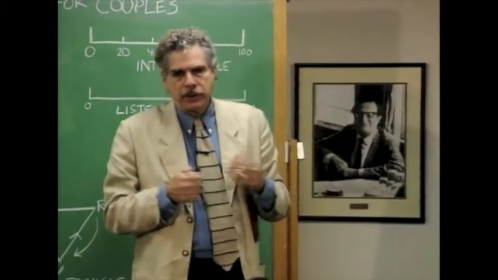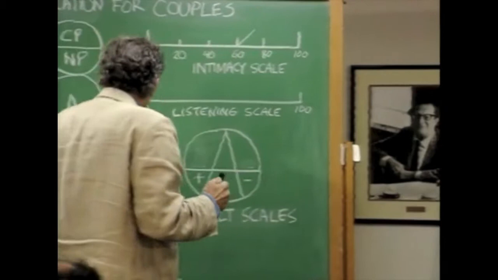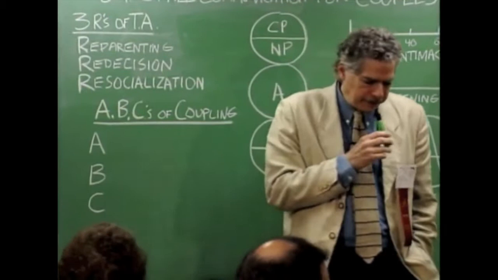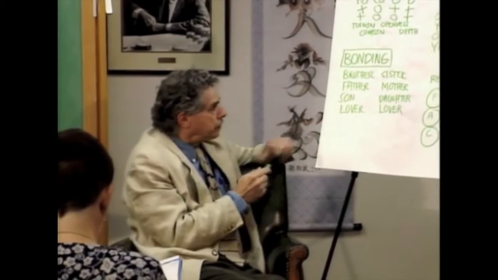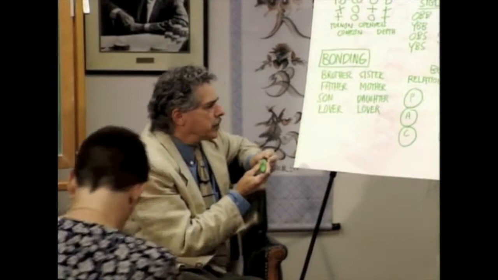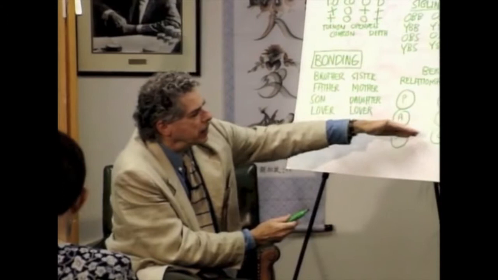Then from attraction, I'm going through the ABCs here of coupling. First attraction, now let's talk about bonding. This is once people get together, what creates the bond? What makes things go deeper for them? One way of looking at it is Eric Berne's relationship diagram, which is in one of his early books. And he says you need half of the communication lines between people open.